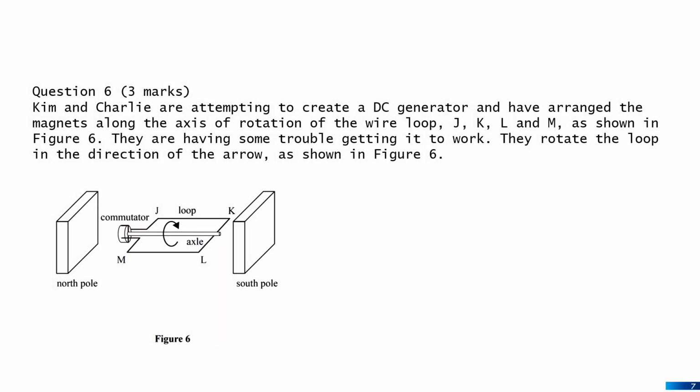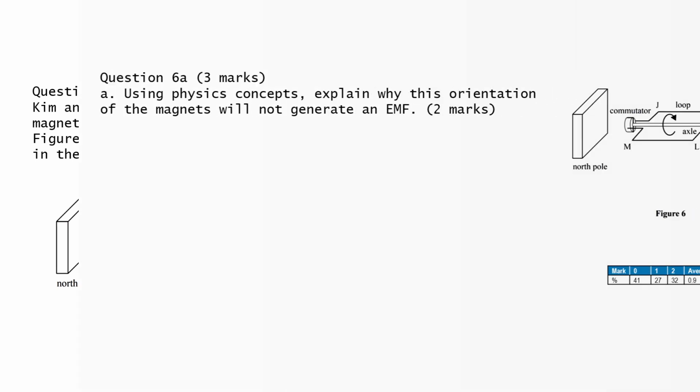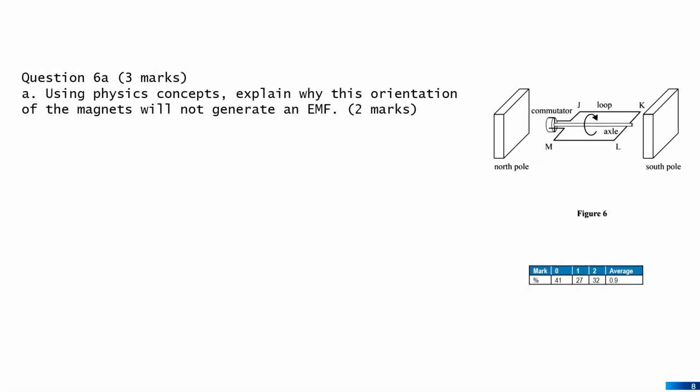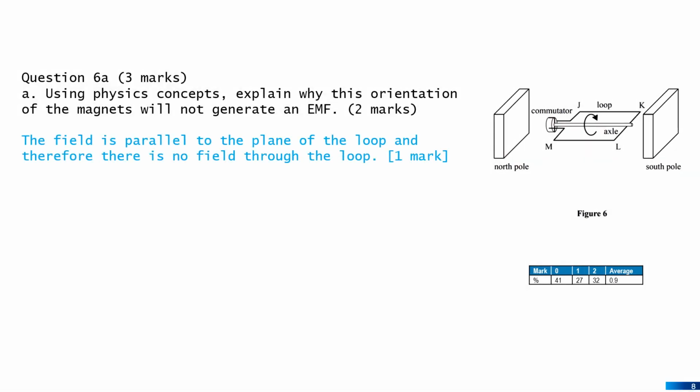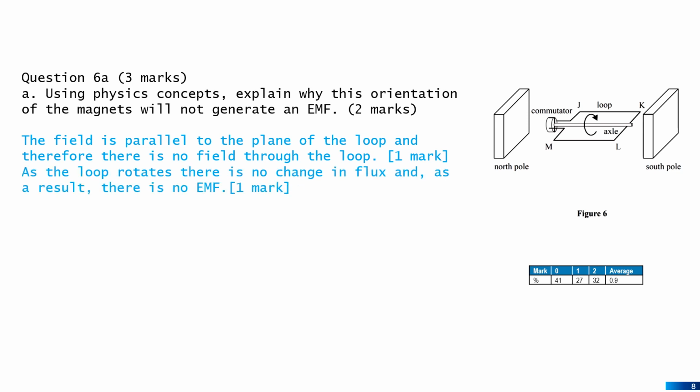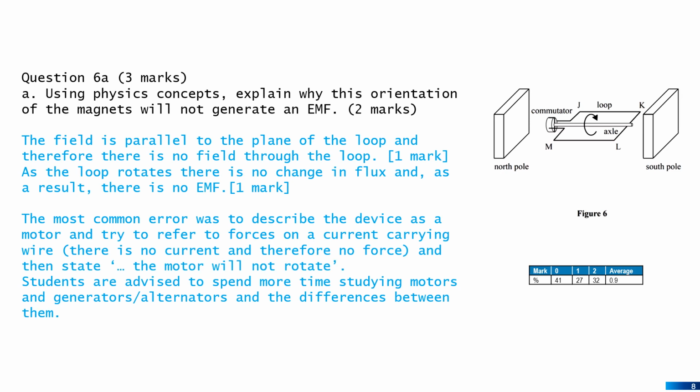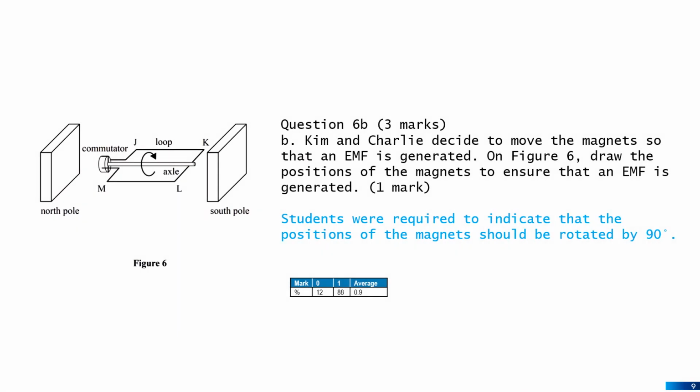This is a DC generator. The direction of rotation is clockwise. The field is parallel to the plane of the loop and therefore there is no field through the loop. As the loop rotates there is no change in flux and, as a result, there is no EMF. Rotating the magnets around a stationary loop also produces EMF. If magnets are rotated by 90 degrees, EMF is produced.